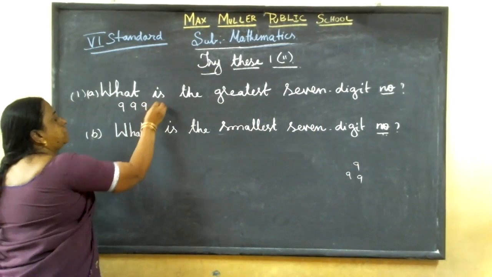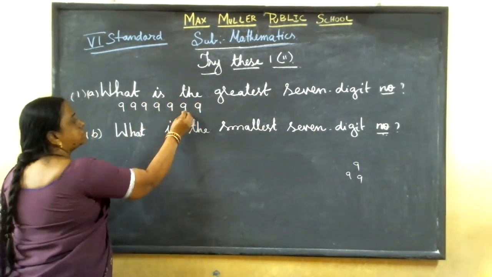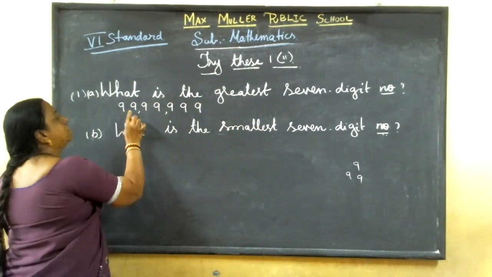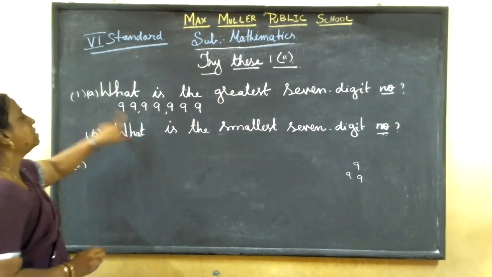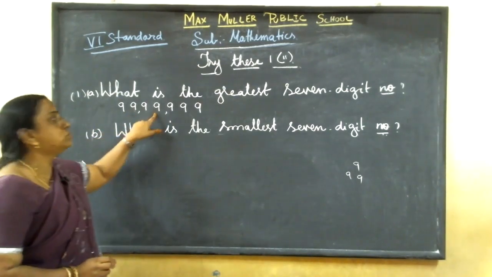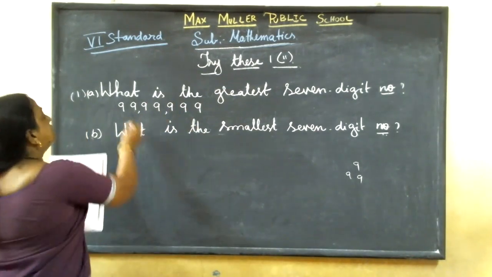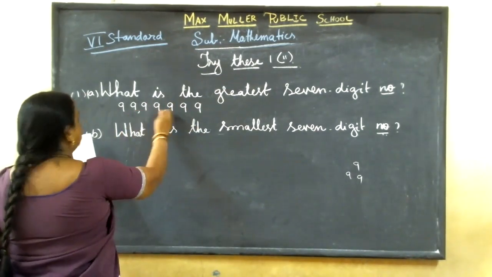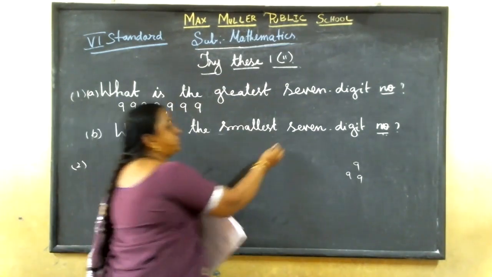1, 2, 3, 4, 5, 6, 7. Then you read ones, tens, hundreds, thousands, ten thousands, lakh, ten lakh. So the greatest 7-digit number is 99 lakh 99,999. Clear? The greatest 7-digit number is 99 lakh 99,999.